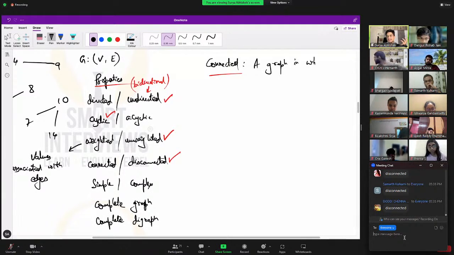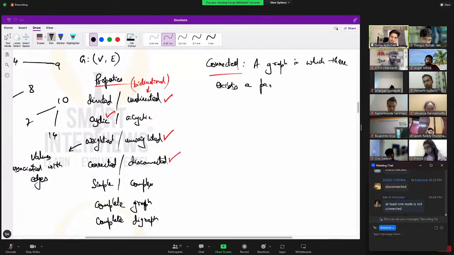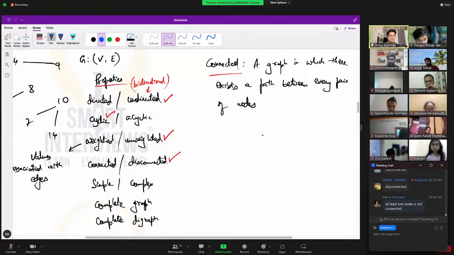A graph in which there exists a path between every pair of nodes. At least one node is not connected? No, that is not the definition.